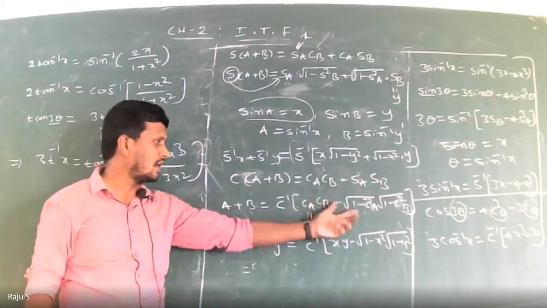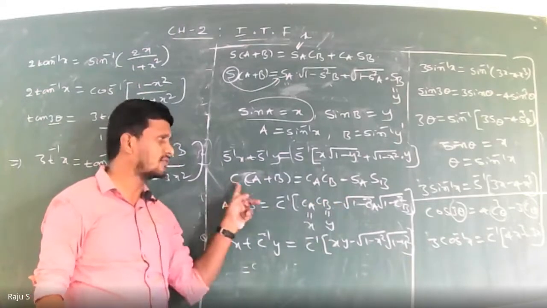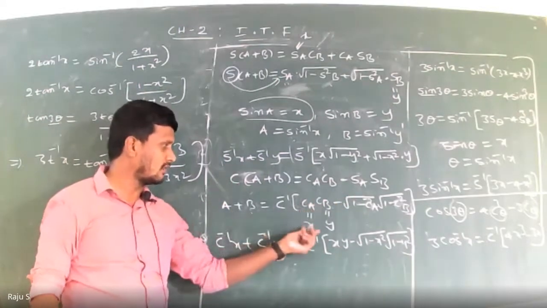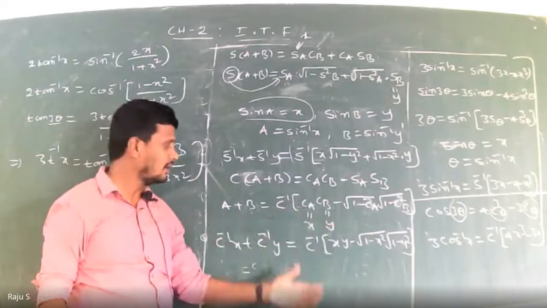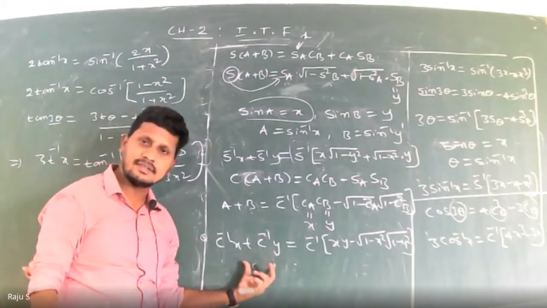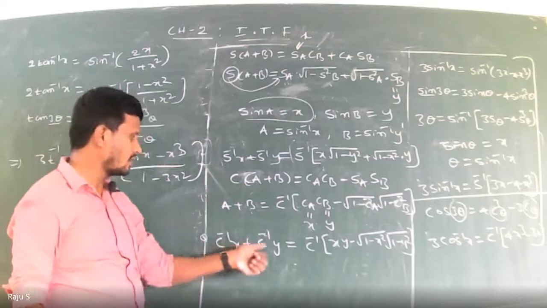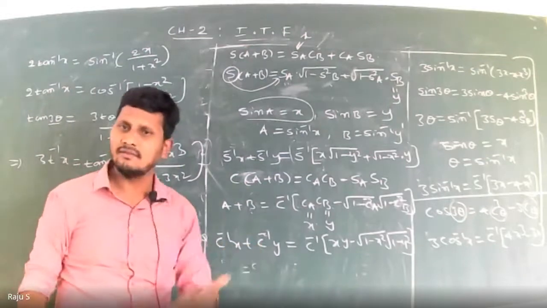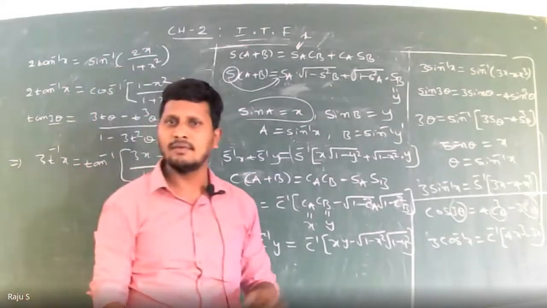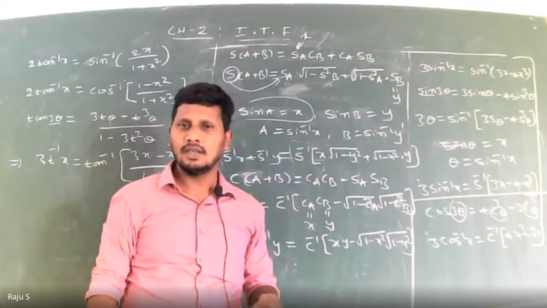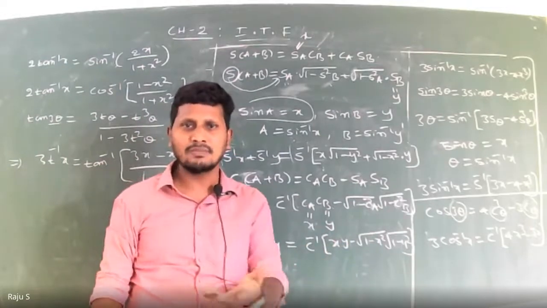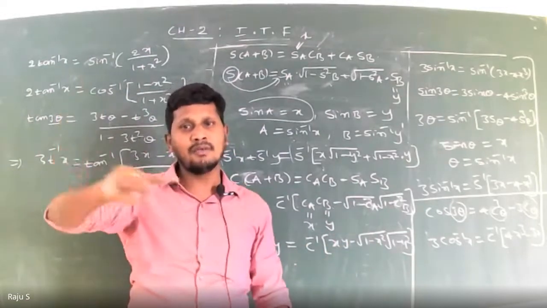Convert the right side, all values, in terms of the left side cos. Then take the cos A value as x, the cos B value as y, and simplify. This is the formula for cos inverse x plus cos inverse y. In the same way, you have to find the formula for tan a plus b, and tan a minus b. The tan a plus b formula is tan a plus tan b by 1 minus tan a tan b.